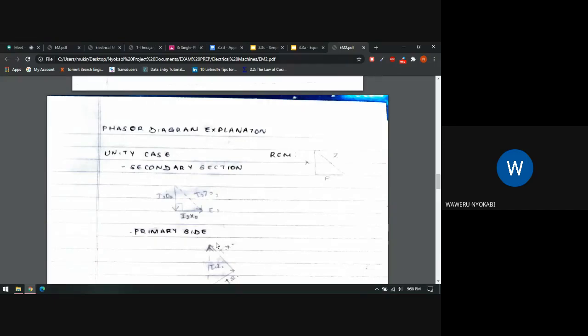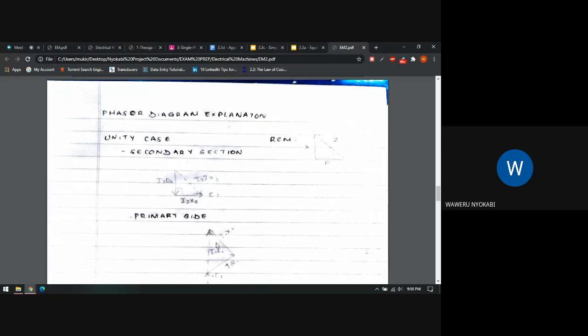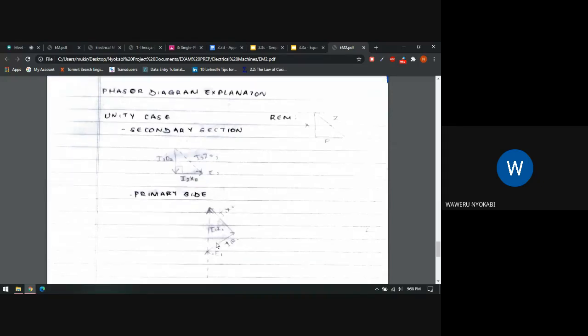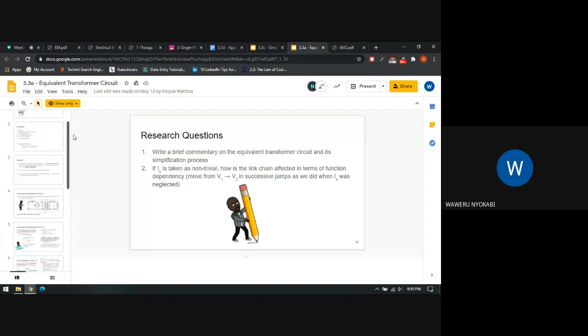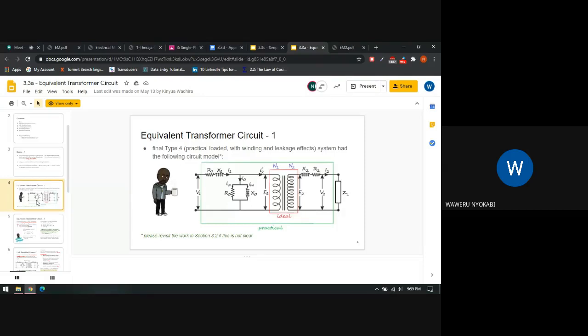The other thing that we need to go through now, in this one I'll use the slides, is the equivalent transformer circuit. So now we have the type 4 transformer as our actual transformer. So now we want to start analyzing our actual transformer. And how will we analyze it? We need to start simplifying it so that it can be easier for us to analyze.